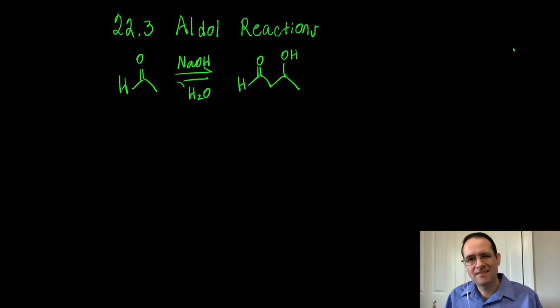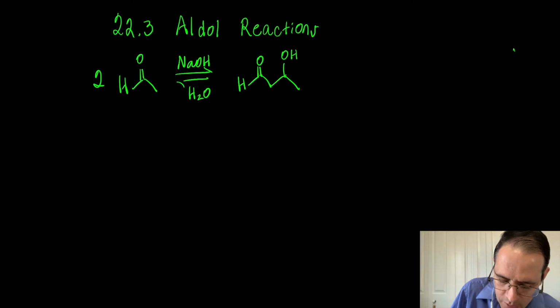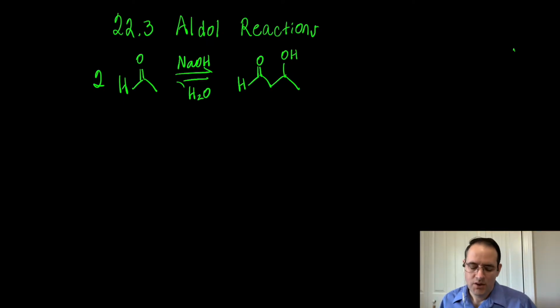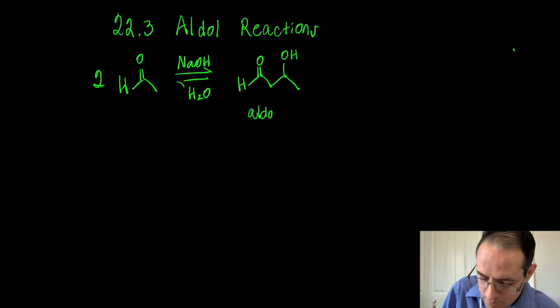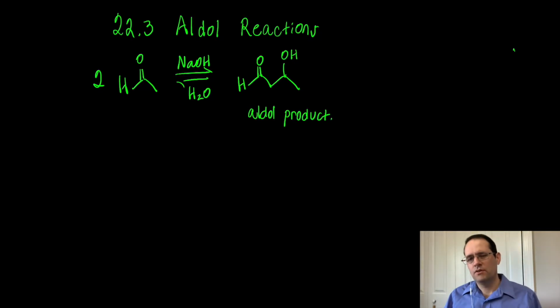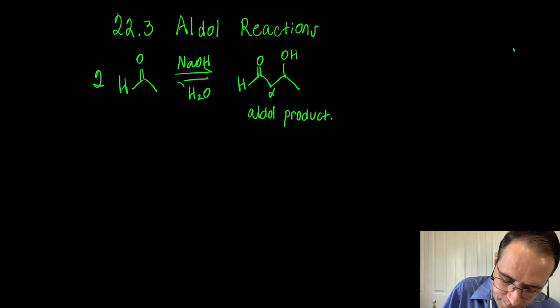Now, at first glance, this looks kind of weird. Where do all these carbons come from? If we were to balance this chemical equation, we could see that we need to have two equivalents of the acetaldehyde, and we form one equivalent of the aldol product. So these two molecules come together, and there's a new carbon-carbon bond.